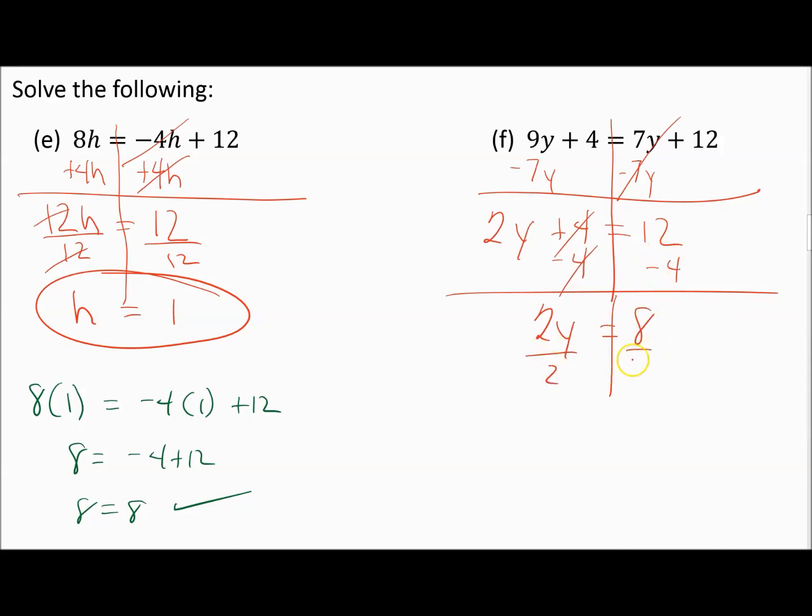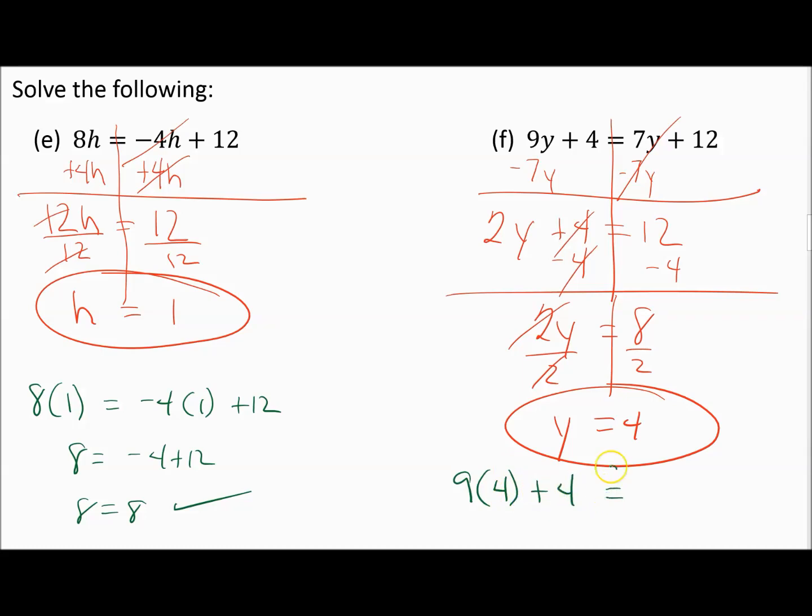Now I divide by 2 on each side because that 2 is times y, so to get rid of that, I divide by 2. Alright, and then now I have y is equal to 4, and that's my solution. Again, good habit to check it. So 9 times 4 plus 4, is that equivalent to 7 times 4 plus 12? That's an easy one. 36 plus 4 is 40. On the other side, 7 times 4 is 28 plus 12, and that's 40 as well. So we know we did it right.